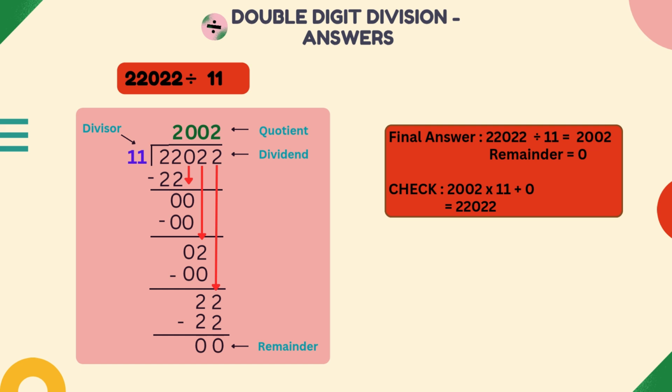22,022 divided by 11. Quotient 2002 and remainder is 0. We check. 11 into 2002 equals 22,022. Our dividend. So our quotient is correct.